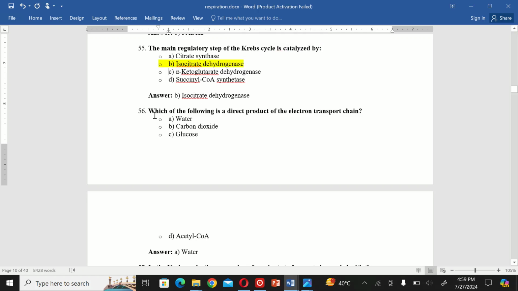The next MCQ is: which of the following is a direct product of the electron transport chain? A. Water, B. Carbon dioxide, C. Glucose, and D. Acetyl coenzyme A. So the correct option is A.